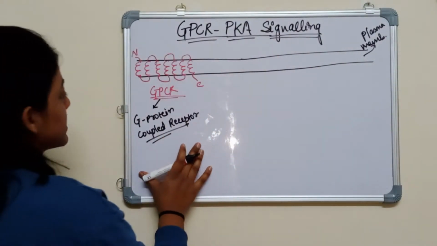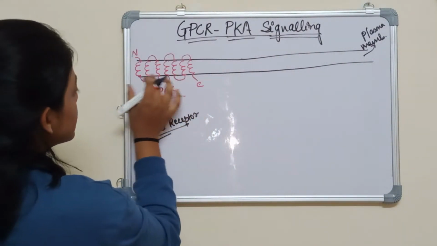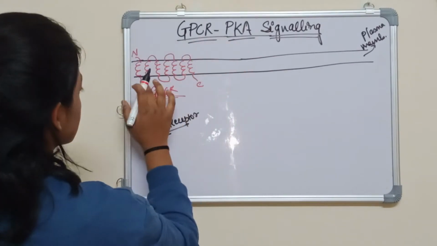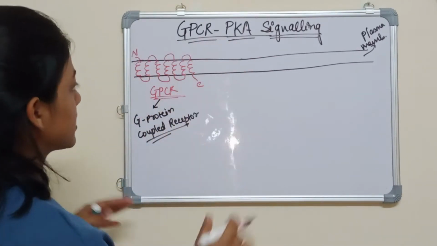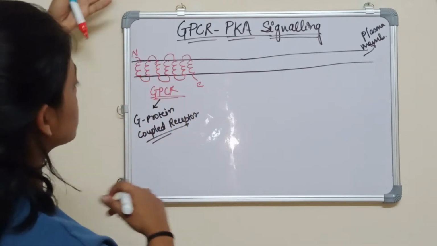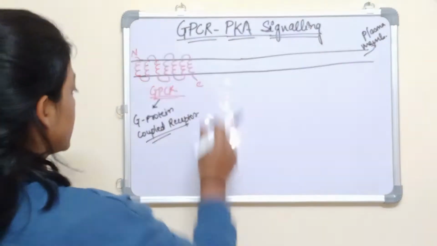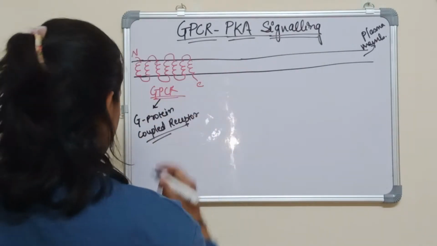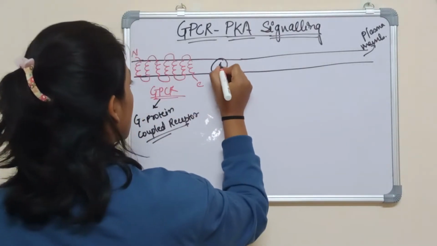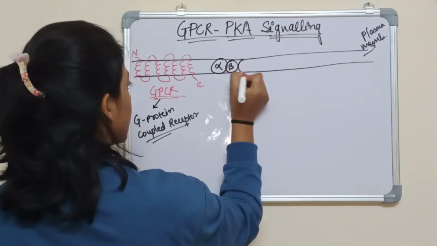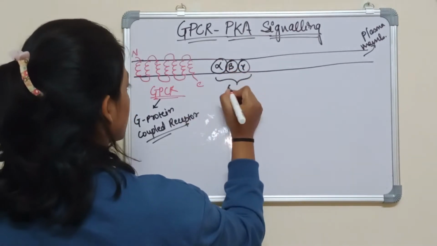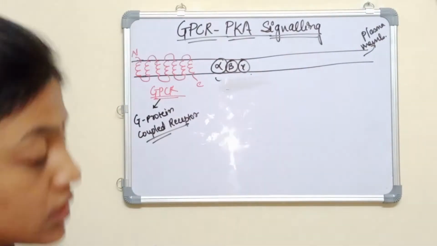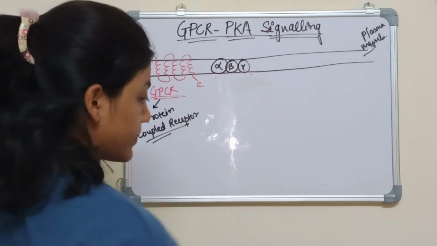GPCR is a transmembrane protein that transpans the membrane 7 times. 1, 2, 3, 4, 5, 6 and 7. The N terminal remains outside and the C terminal will be inside. Now there will be G protein. This is alpha, beta and gamma. This is G protein.